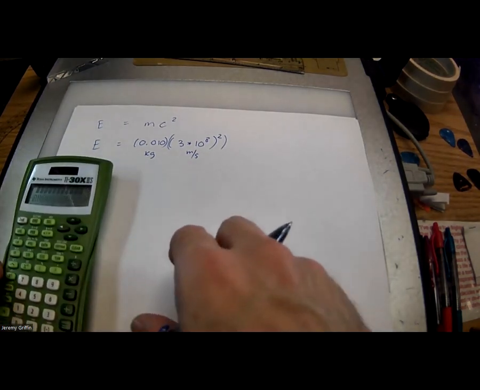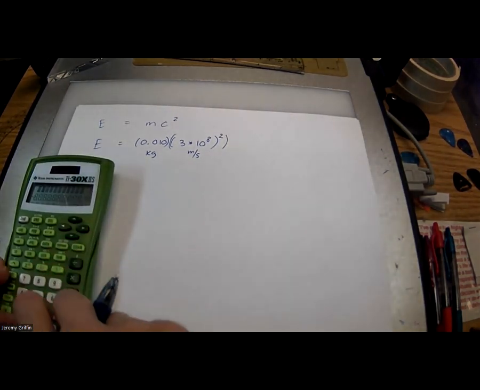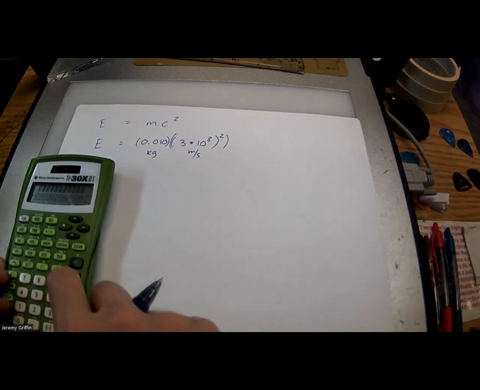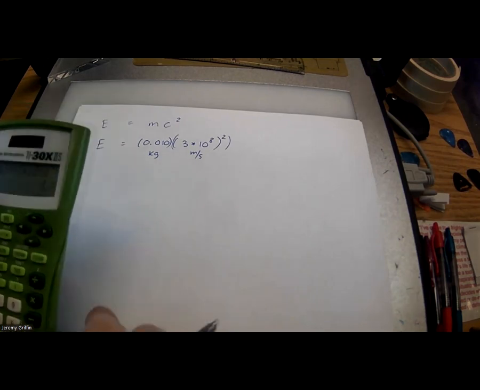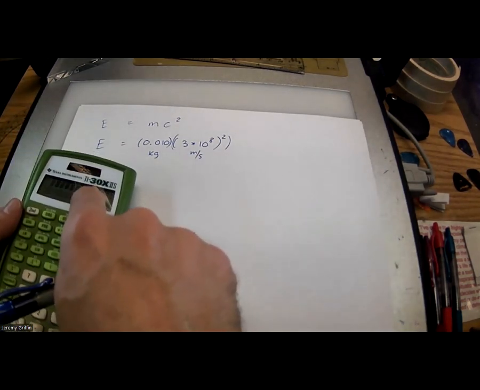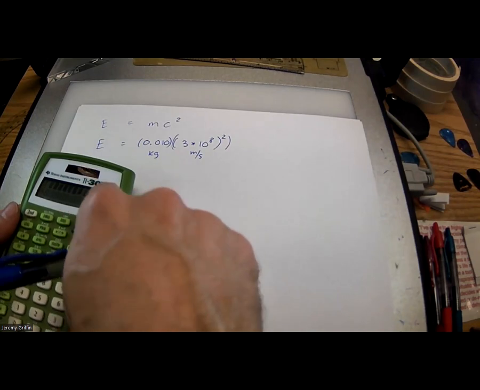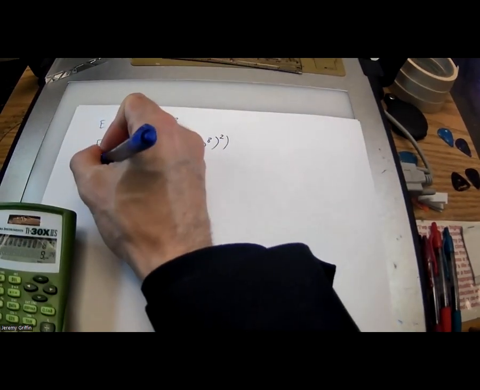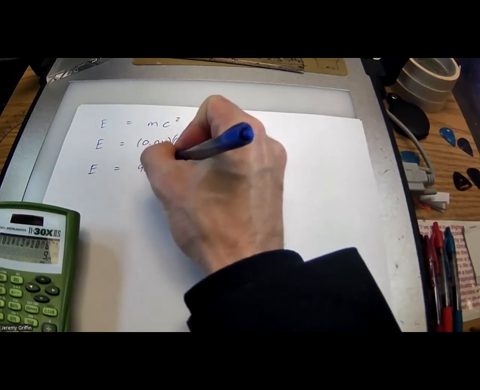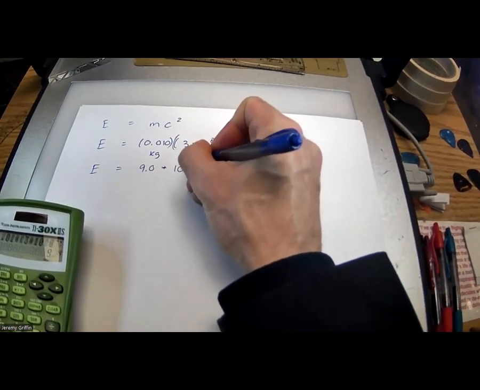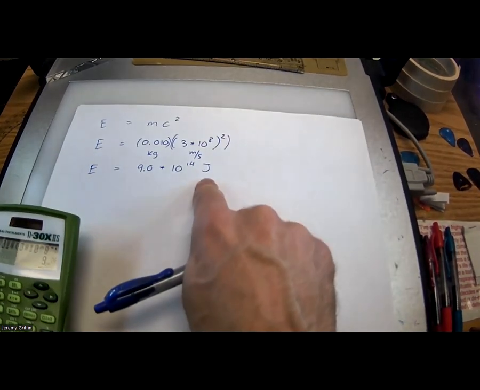So how much energy are we talking about in joules? 0.01 times open parenthesis 3 times 10 to the 8 closed, squared. Looking at the number, it's so big it doesn't even fit on my calculator screen. The calculator gives me scientific notation: 9 times 10 to the 14 joules. 9 times 10 to the 14 joules of energy. Woo!